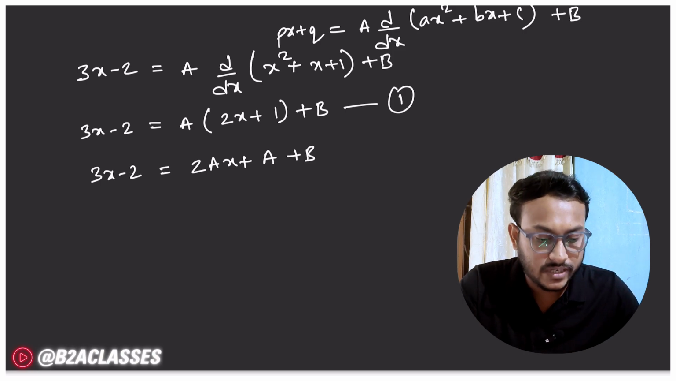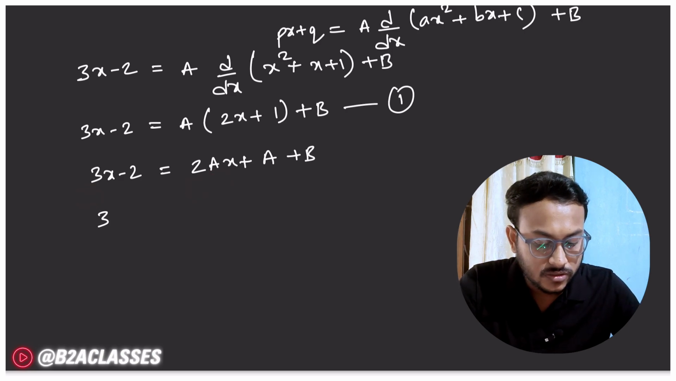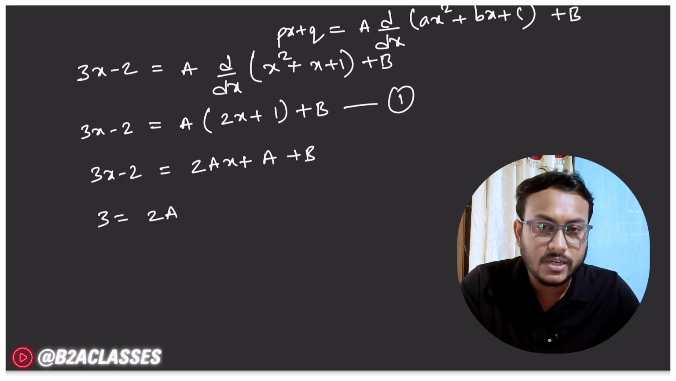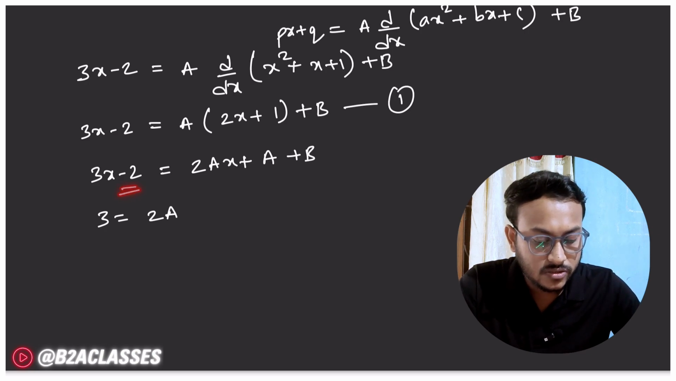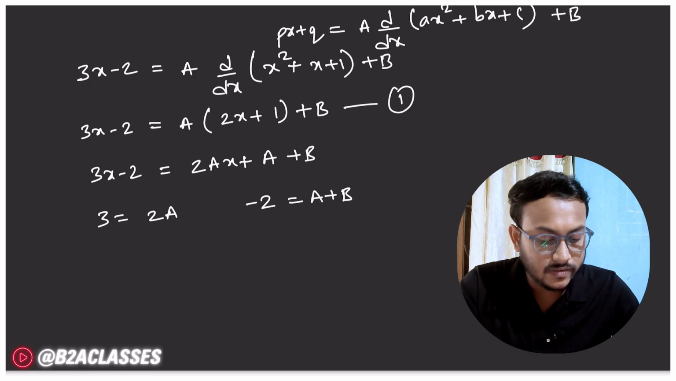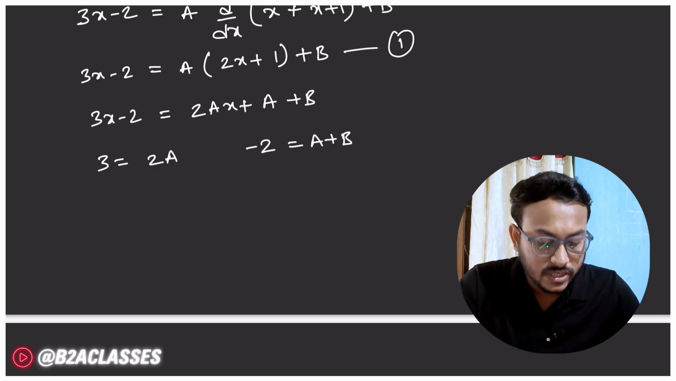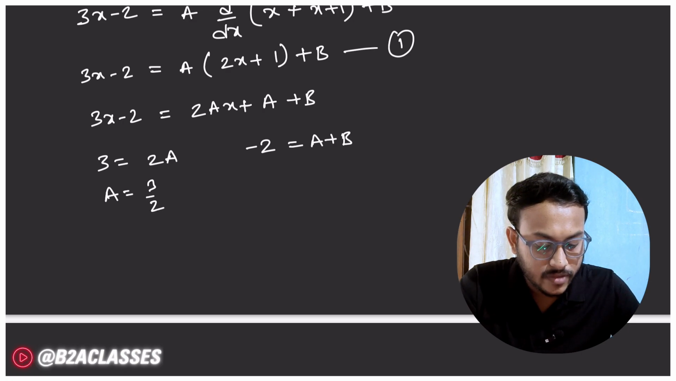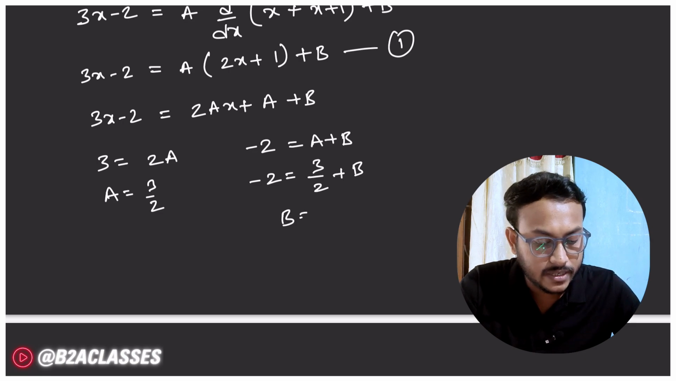So we will equate the coefficient of x. On the left hand side, the coefficient of x is 3. On the right hand side, the coefficient of x is 2a. So 3 equals 2a. By equating the constants, I get minus 2 equals a plus b. Now we will find the value of a. From the first equation, a equals 3 by 2. We will put this 3 by 2 in the second equation and from here I can find b. So b equals minus 2 minus 3 by 2, which is minus 7 by 2. So this is the value of a and the value of b.